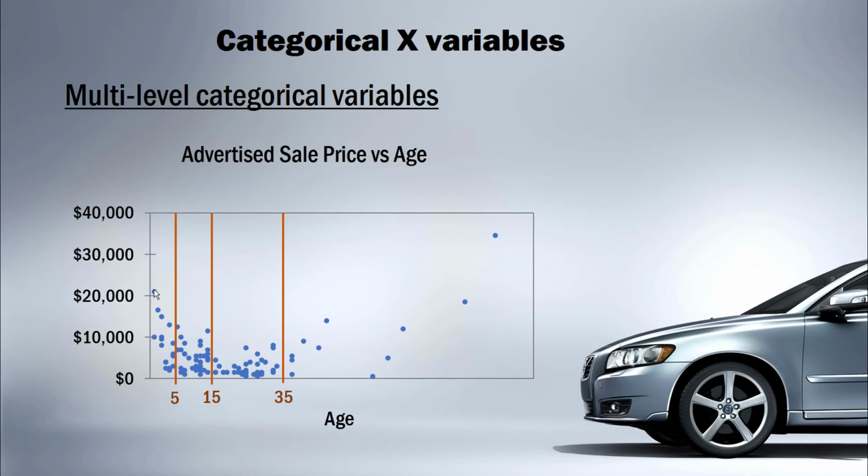You've got quite a deal of high-priced cars that are less than 5 years old. The price reduces a bit between 5 and 15 years. 15 to 35, they're the bad cars, aren't they? And then above 35 years, you might get a bit of a premium for having a vintage car.